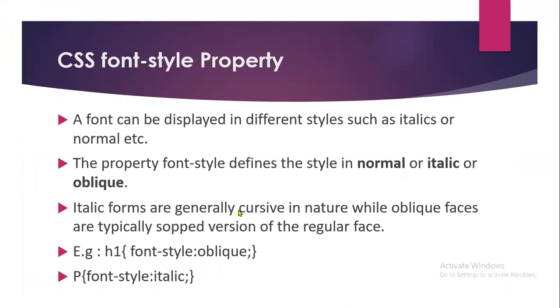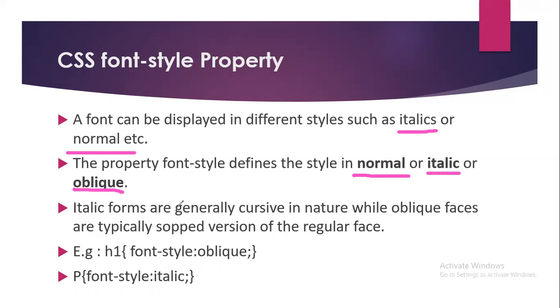The next property is the font-style property. A font can be displayed in a different style such as italic or normal. Three values could be there for this property. One is normal, which is the default. If you do not assign this property, by default it will be shown as normal text. Second is the italic value. Third is the oblique value.